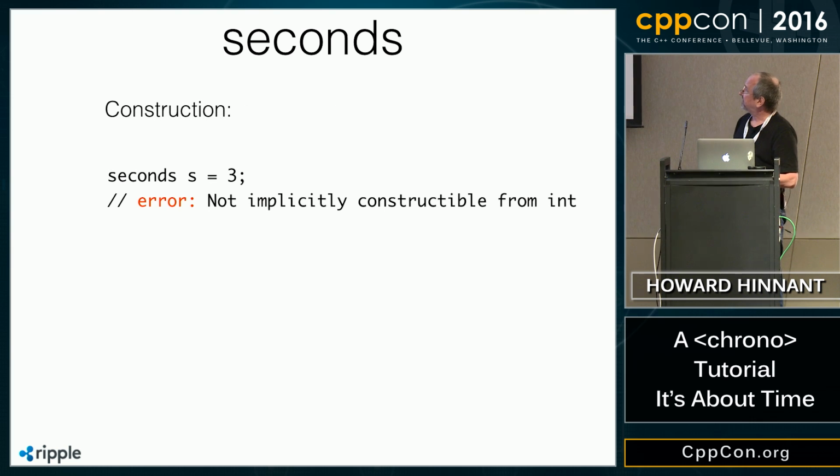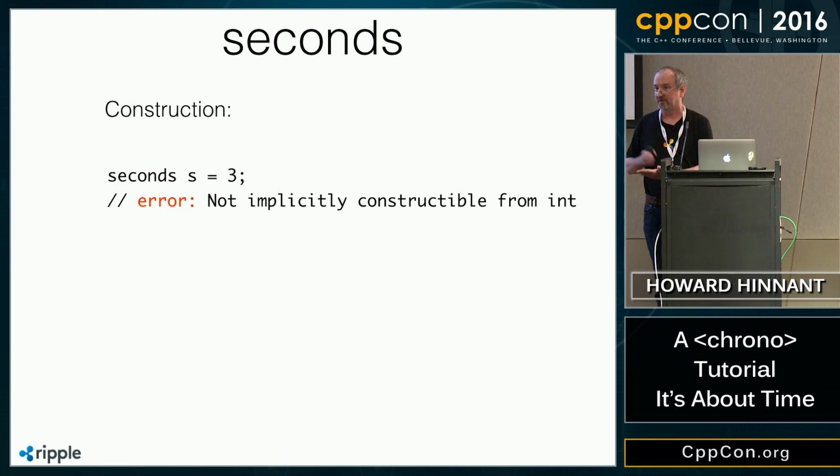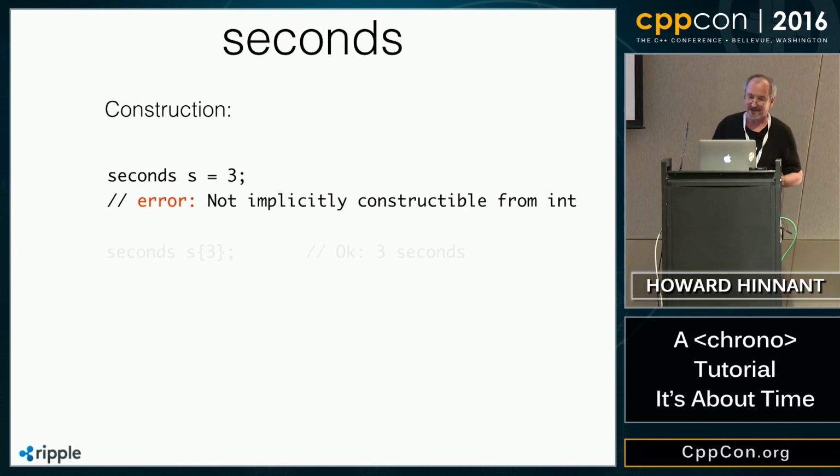The one thing that you can't do with seconds is implicitly initialize it from an int. For example, if you say seconds s = 3, this will not compile. Now, it turns out that in chrono, it's almost as important what it won't do as what it will do. This is all about catching your errors at compile time, and that will become clearer, I hope, as I talk more through this talk.